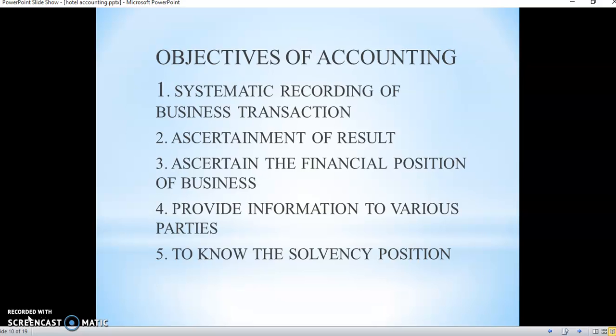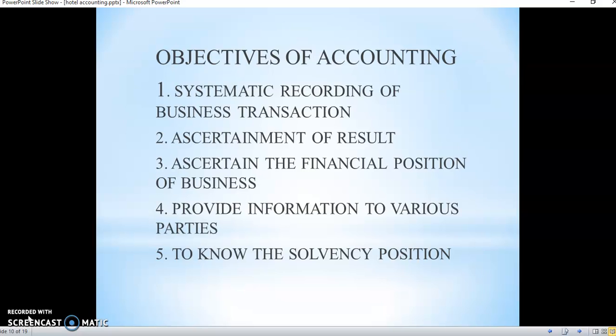Just like objective 2, where a businessman needs to ascertain the result, whether he has earned profit or suffered loss, it is also important, and this is also a main objective of a businessman, to ascertain whether his business is financially sound or not, to know the financial position.